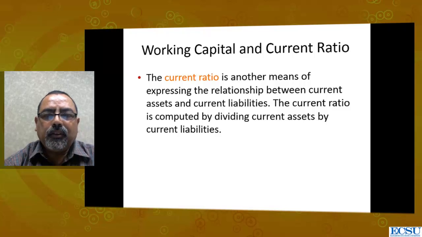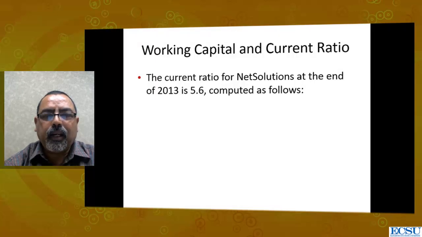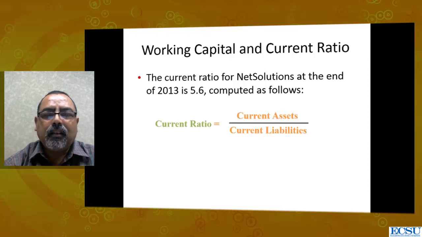The current ratio is another means of expressing the relationship between current assets and current liabilities, but it is in a ratio form, and therefore we'll be calculating by dividing the current assets by the current liabilities. So for Net Solutions, it is 5.6. Now, rule of thumb, usually anything between 1 and 2 is considered pretty good.